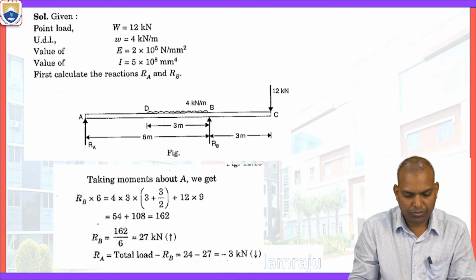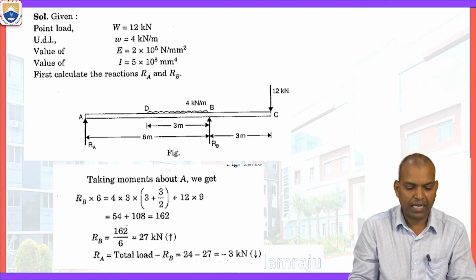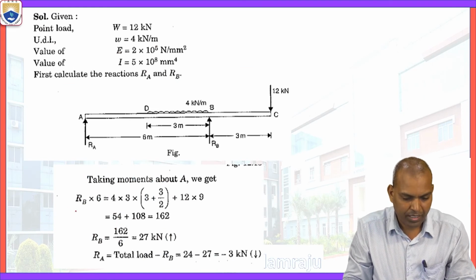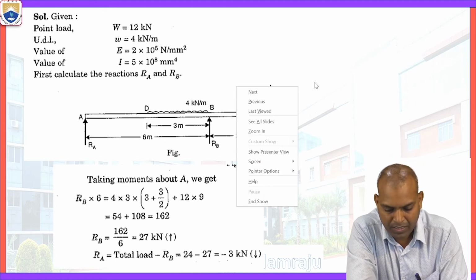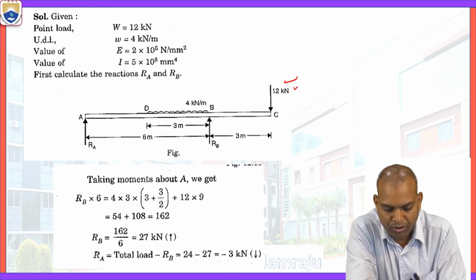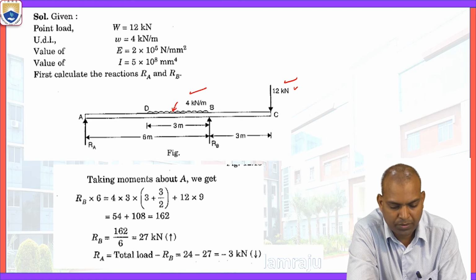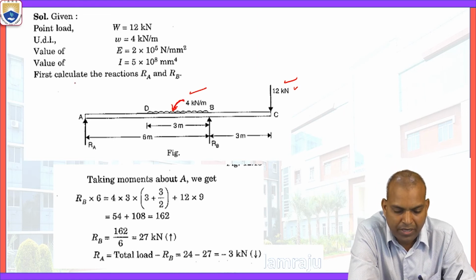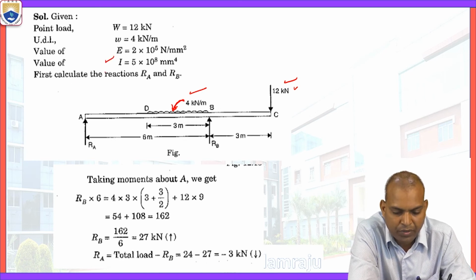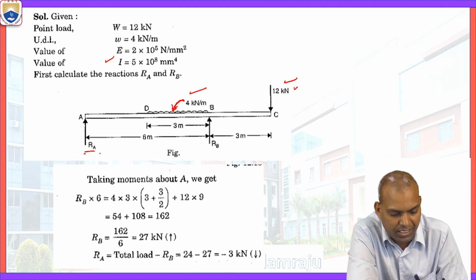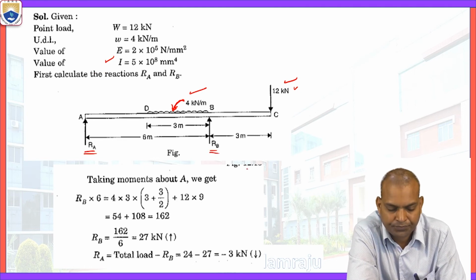Alright, how to start the problem? Yes, first you have to calculate the reactions. The point load W equals 12 kilonewtons. The uniformly distributed load is 4 kilonewtons per meter. E, the modulus of elasticity, is 2 into 10 power 5 Newton per square millimeter, and I is 5 into 10 power 8 millimeter to the power 4. Calculate the reactions at A and B.